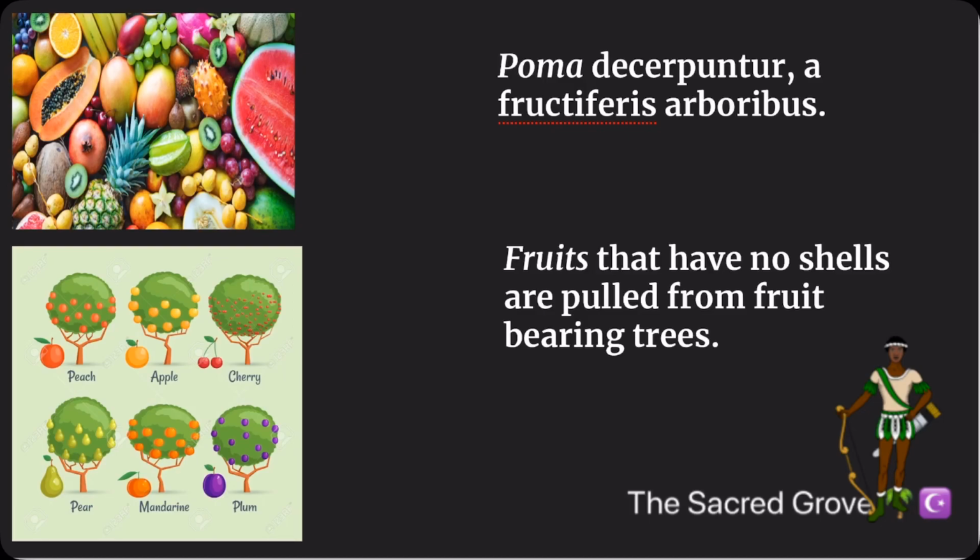Poma decerpuntur a fructiferis arboribus. Fruits, poma, that have no shells, are pulled from fruit-bearing trees. Decerpuntur, that's being pulled from, like, the act of taking fruit from a tree. Fructiferis. I don't think that's right. I think that spell check changed that. But that's fruit-bearing and trees, arboribus.